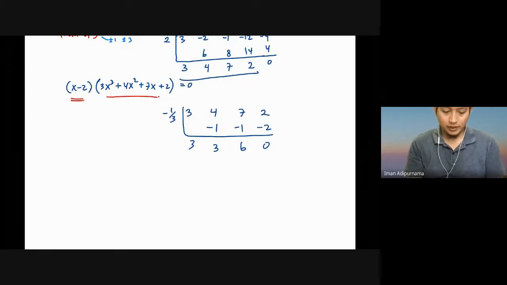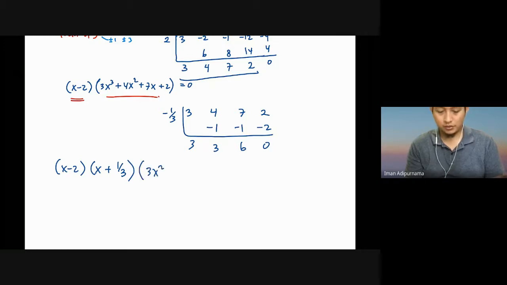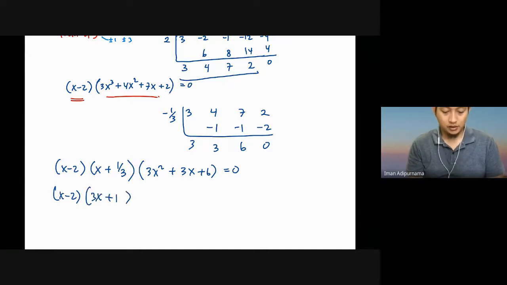So we will have x minus 2, x plus 1 over 3, and then this will be 3x squared plus 3x plus 6. Or if you would like, we can also write this in terms of 3x like that. And we will divide this all by 3. So we can have this.